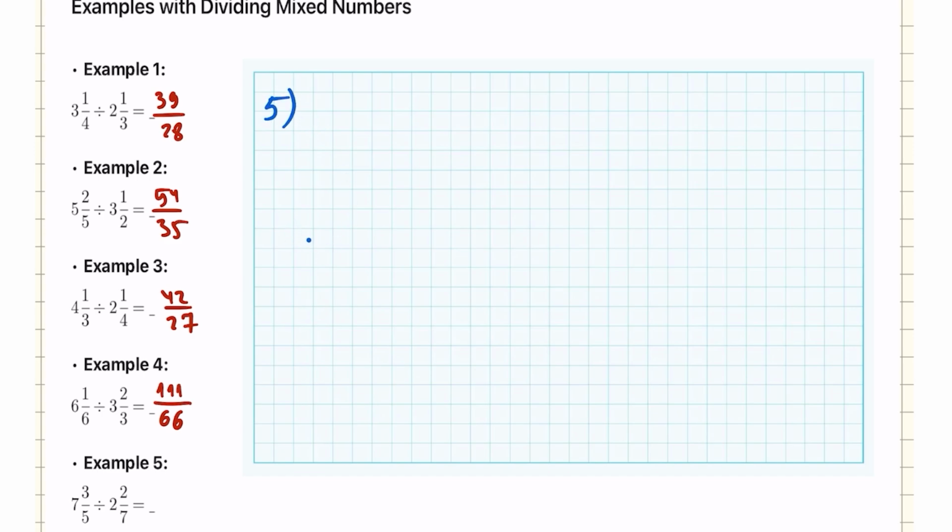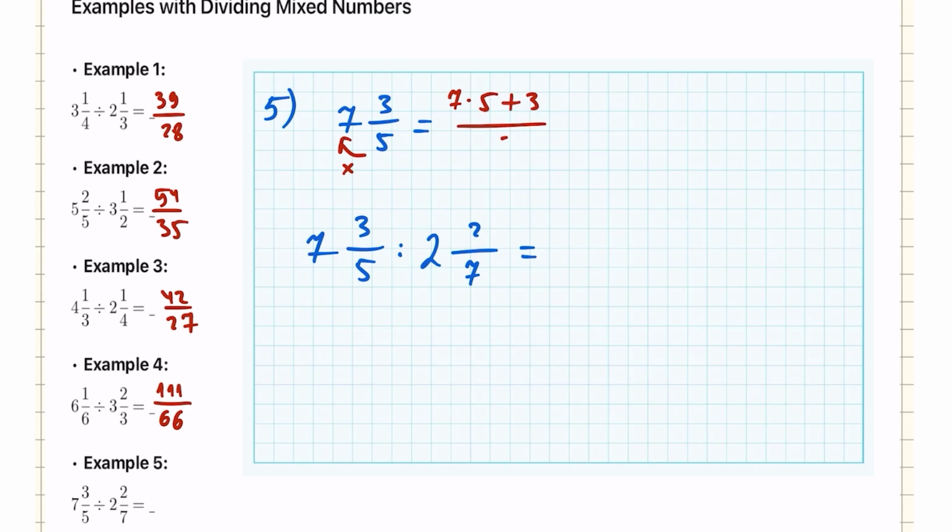And the last one, 7 and 3 over 5 divided by 2 and 2 over 7, which is equal to, first fraction will be 7 times 5 plus 3 over 5, which will be 38 over 5.